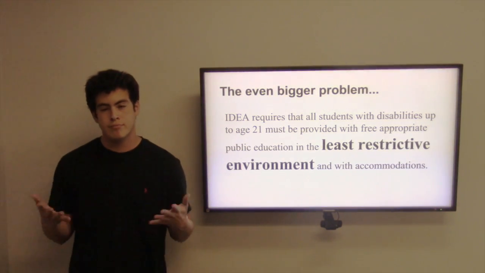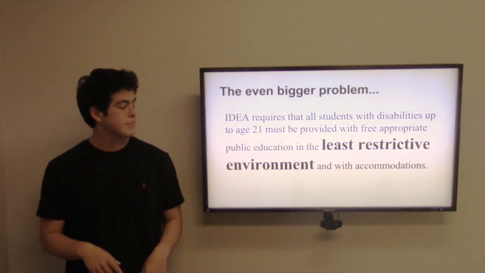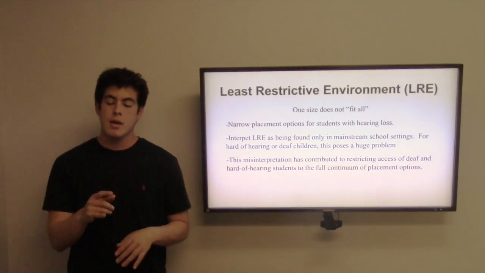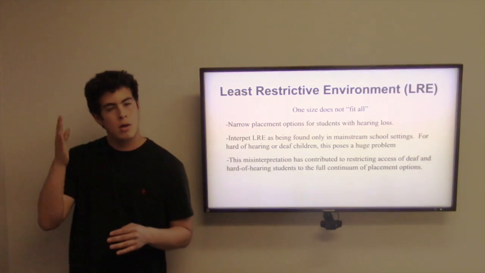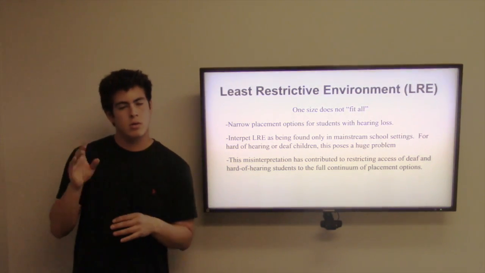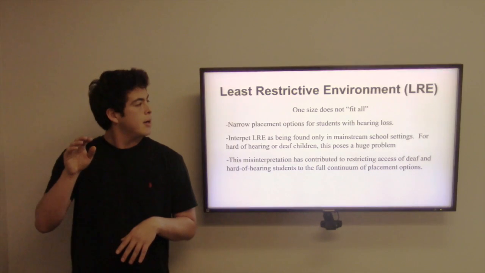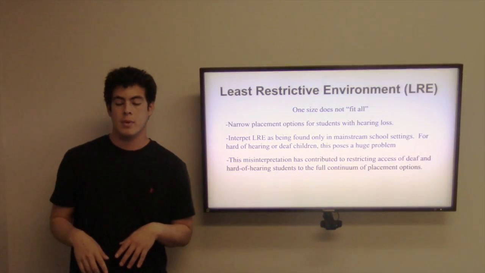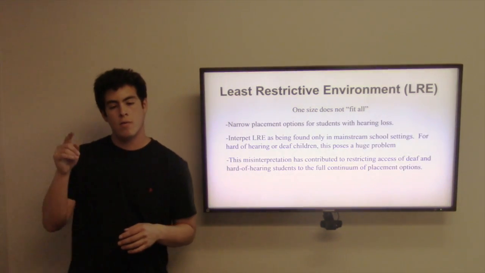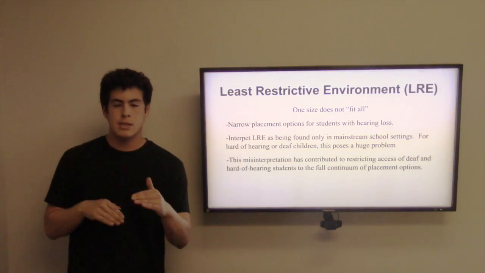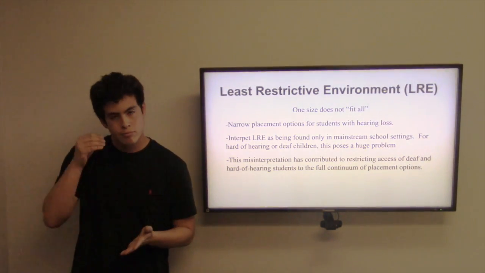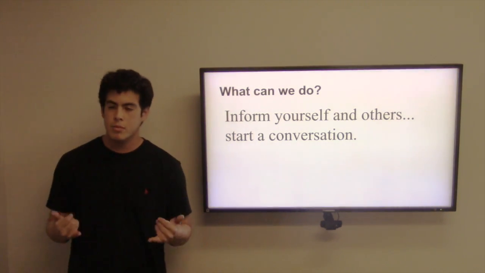Now, there's an even bigger problem with the deaf community. When you look at this phrase, you see least restrictive environment. This phrase is interpreted badly inside the law. This is because one size does not fit all. By that, the least restrictive environment is interpreted in the law as being only found in mainstream school settings. That concept is bad for deaf children specifically. This is because mainstream schools provide less communication and less educational opportunities. In order to have more educational opportunities, we need more communication.